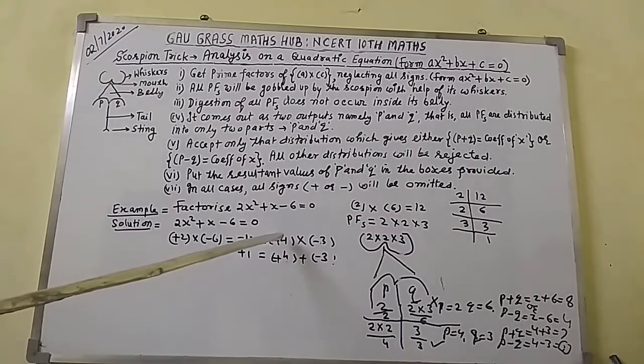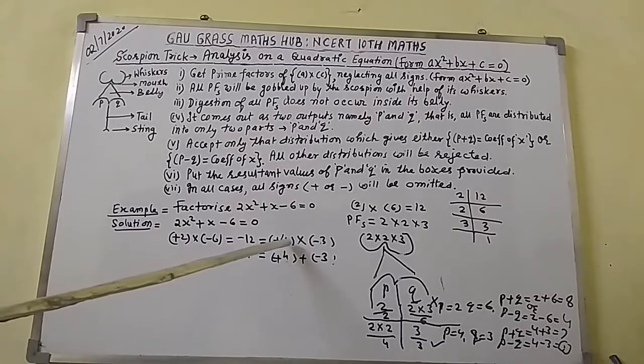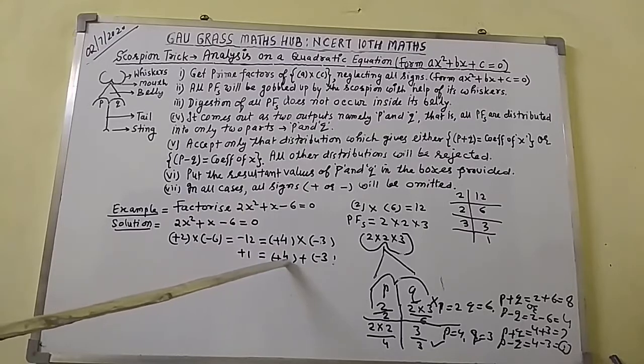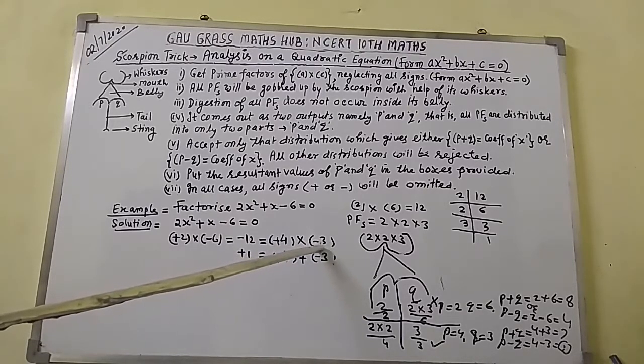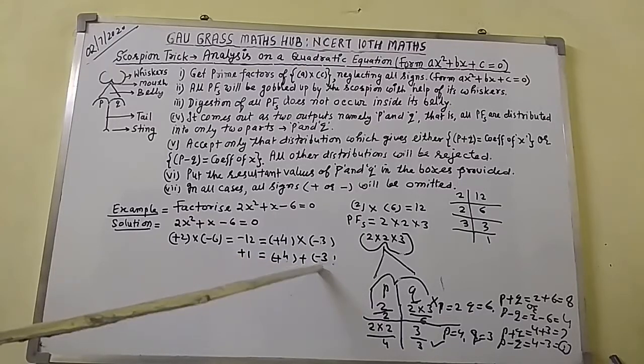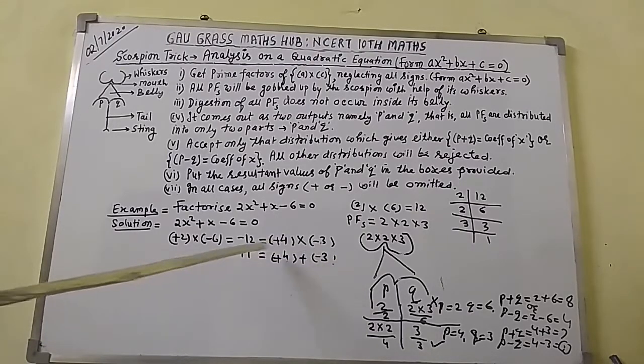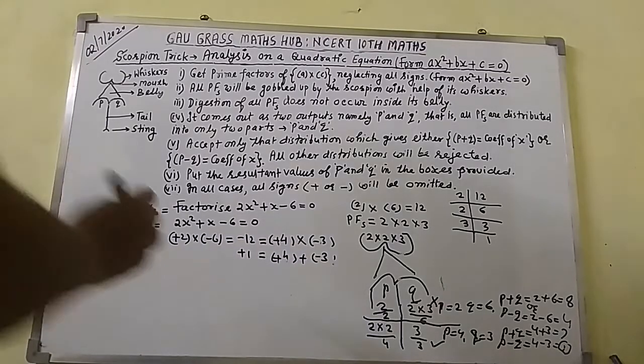Whatever digit with sign comes here, the same digit with sign will also come here. Whatever digit comes here with sign, the same digit with sign will also come here. Here the multiplication sign is fixed. Now this condition has been verified. Now what to do next?